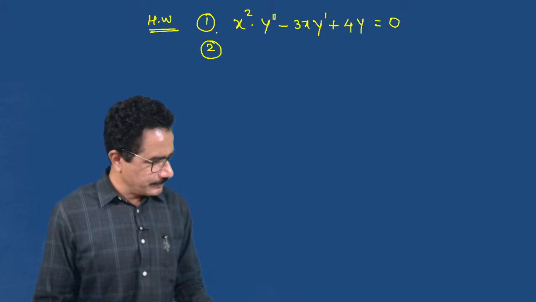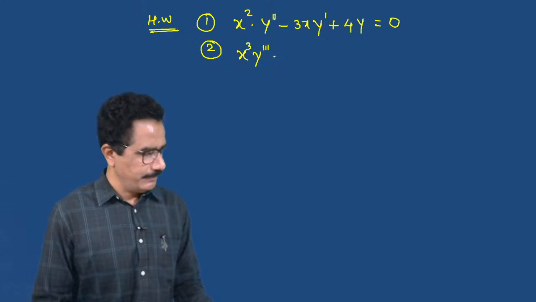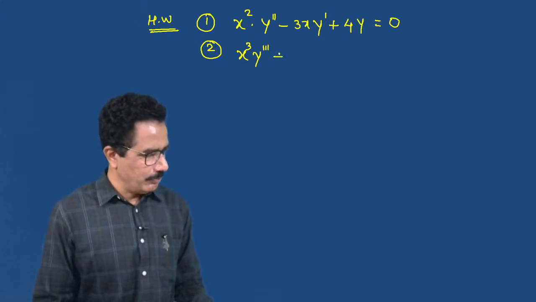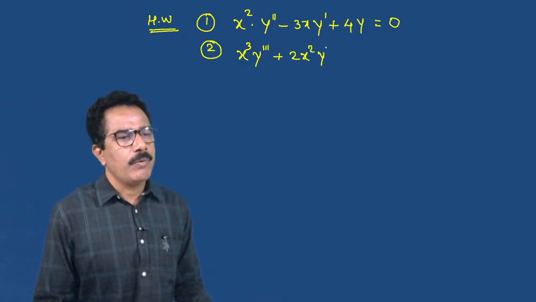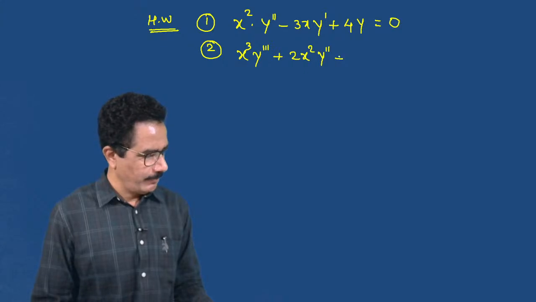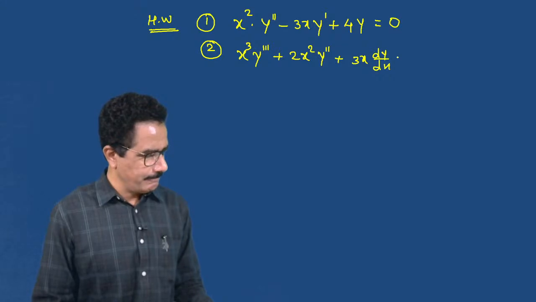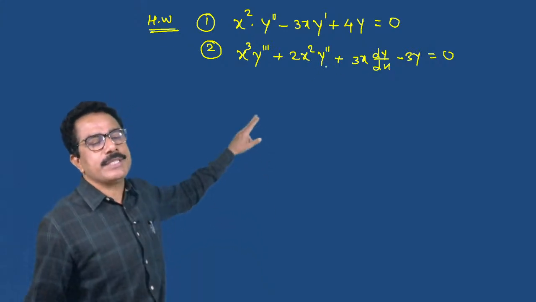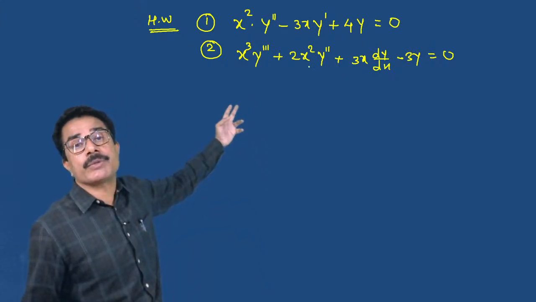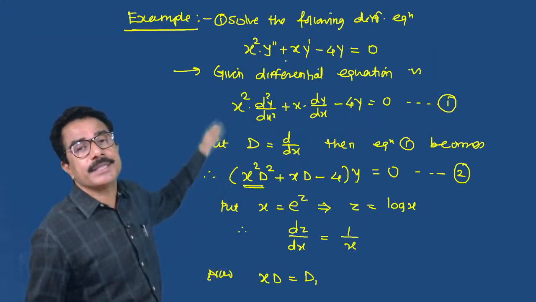Second problem: x cube y triple dash plus 2x square y double dash plus 3x dy by dx minus 3y equals 0. हे लक्षात ठेवा. सेकंड ऑर्डर डेरिव्हेटिव्ह असेल, y double dash असेल तर x स्क्वेअरच पाहिजे, तरच ही मेथड चालते. Then we can solve by using this method. D1 च्या मेथडनं सॉल्व करता येतं, शॉर्टकट मेथड आहे.